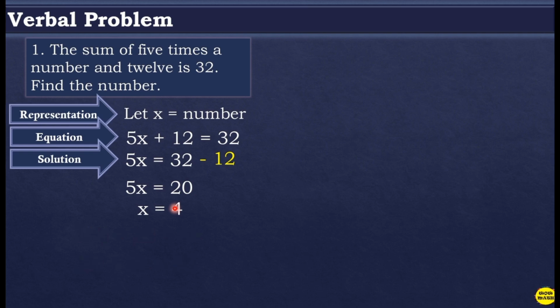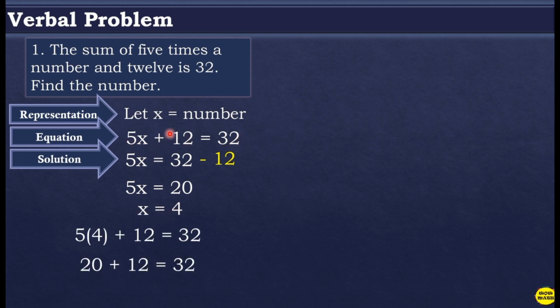Then after, we're going to eliminate 5. So we are going to divide both sides by 5. So 5x divided by 5 is equal to x, and 20 divided by 5 is equal to 4. So we have there now x is equal to 4.